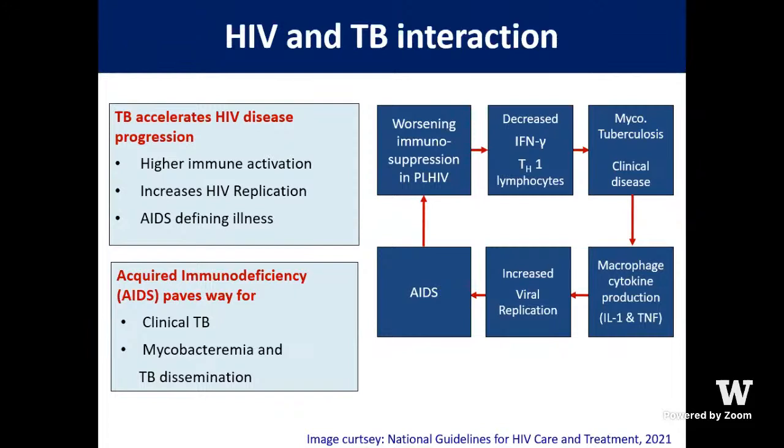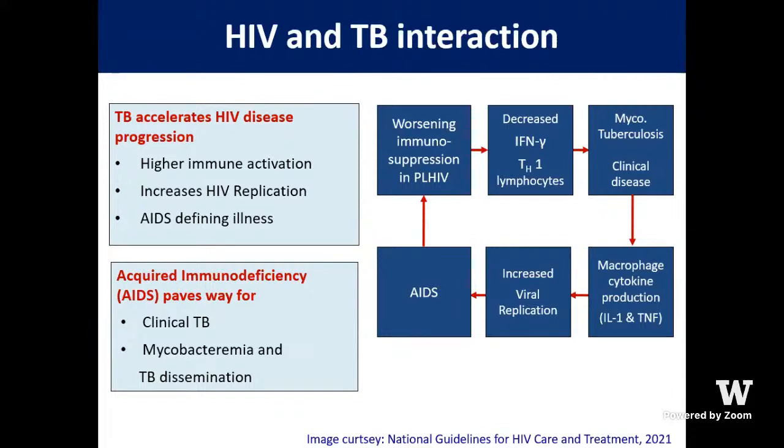So what is happening in the slide, you can see the worsening immunosuppression in PLHIV. There will be decreased interferon gamma and Th1 lymphocyte response. Cell-mediated immunity is important in TB immunity. So what's happening in HIV? The TB immunity goes down, and the alveolar macrophages are weakened. So whenever a droplet infection or droplet nuclei which stay in the atmosphere get into the tract, they can easily cause TB infection. So Mycobacterium tuberculosis clinical disease occurs.